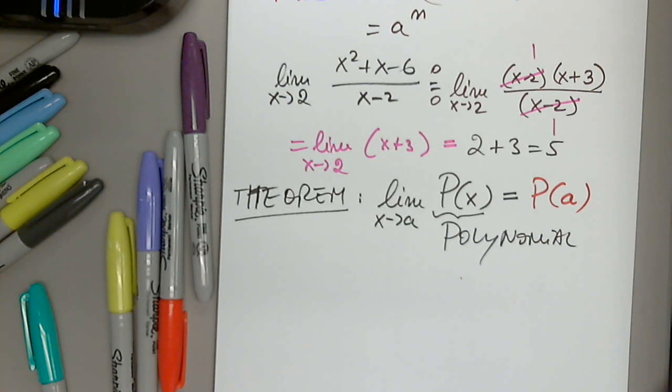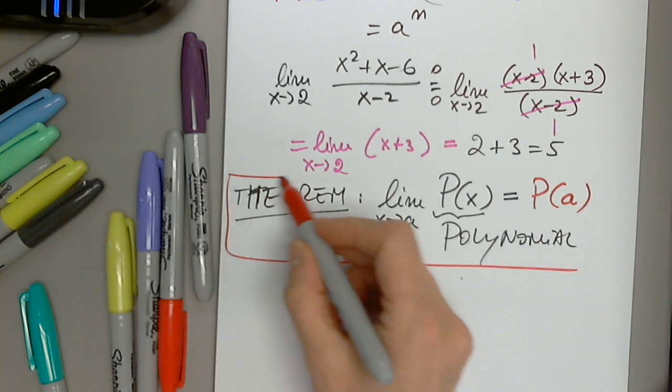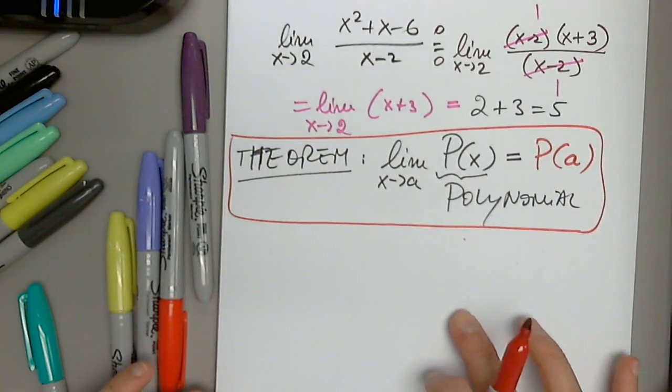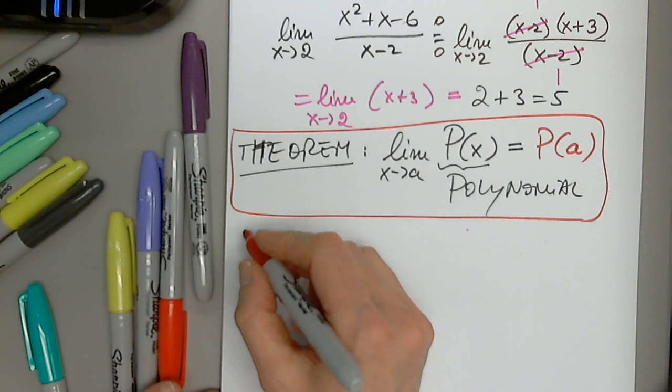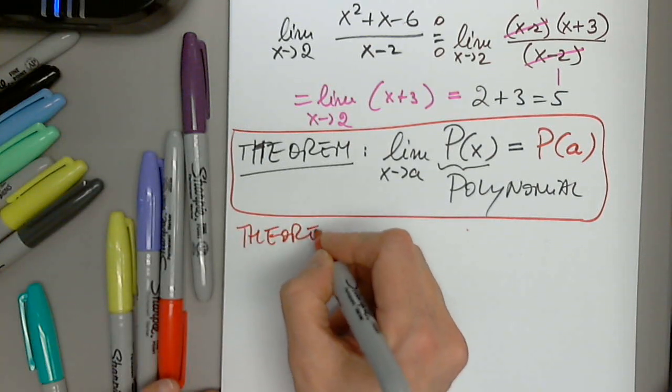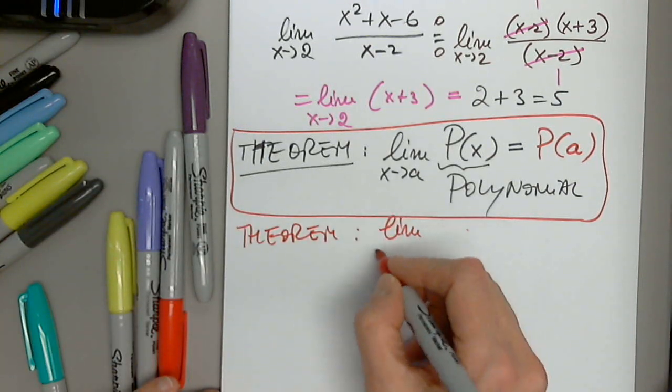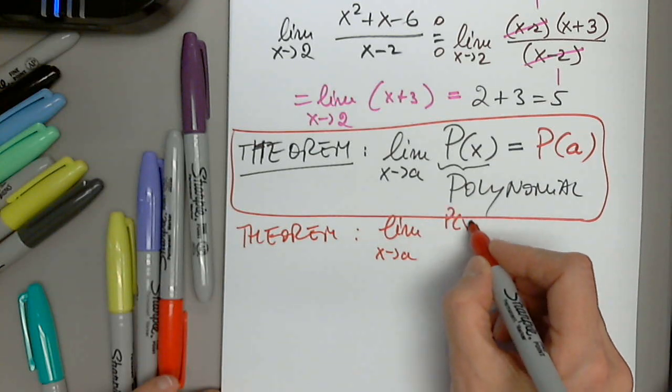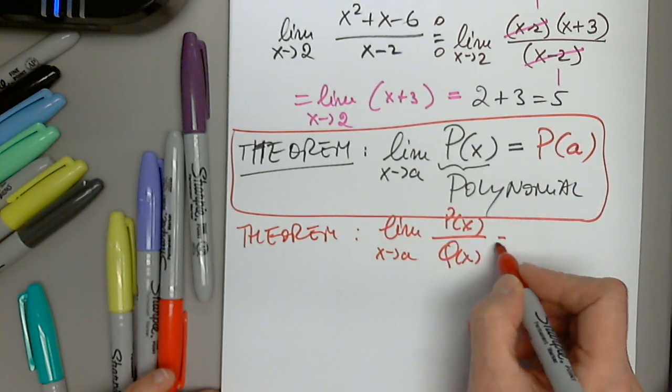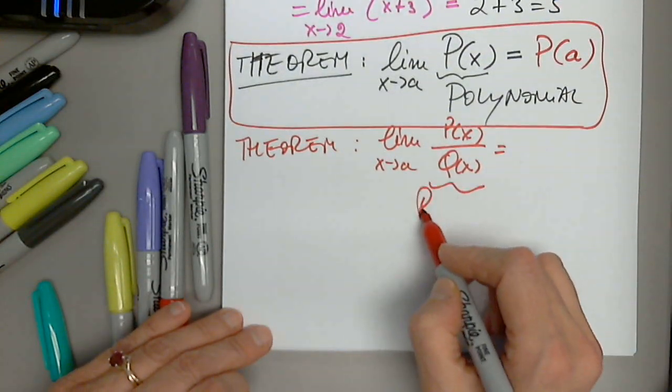It's legitimate to do it, although I keep saying x cannot be a. But for a polynomial, in order to determine the limit, I'm allowed to do so. Okay, so this is the theorem. We have one more for rational functions. So another theorem: the limit as x approaches a of P of x over Q of x, which means a rational function.